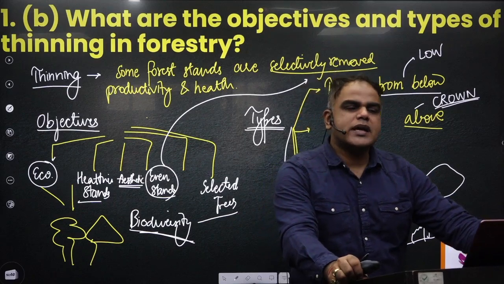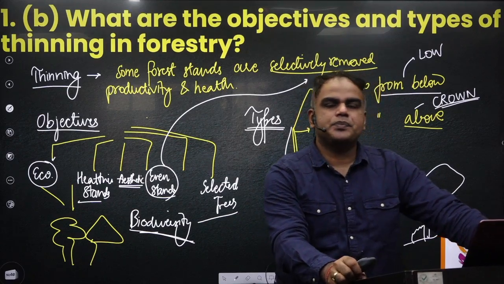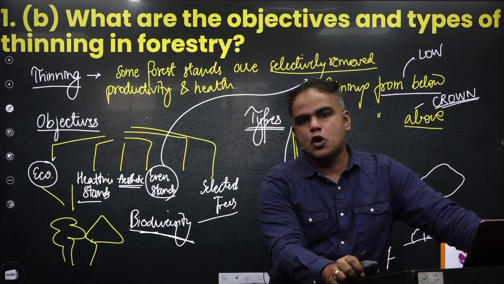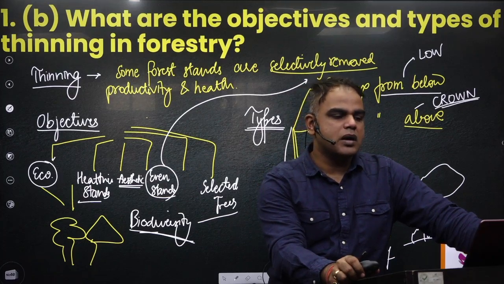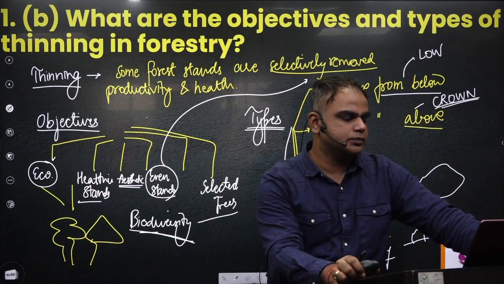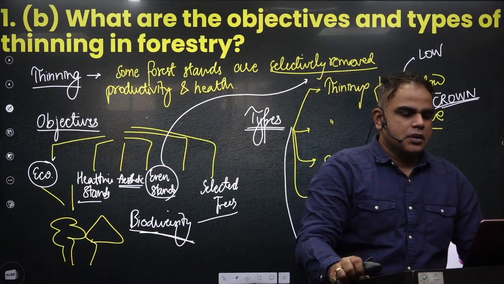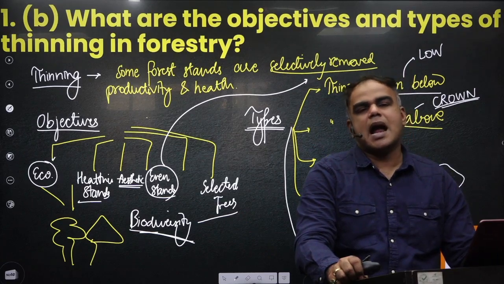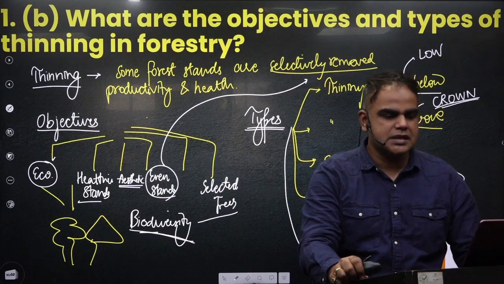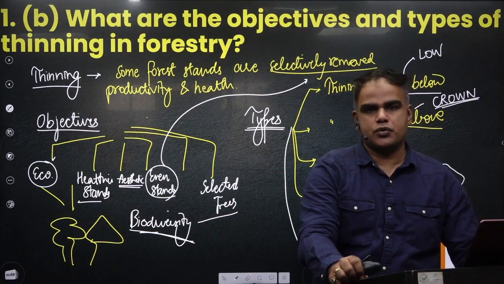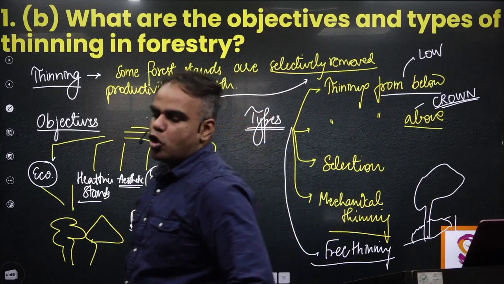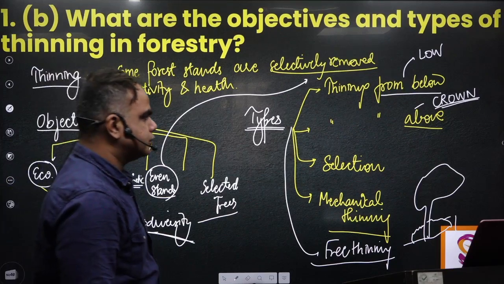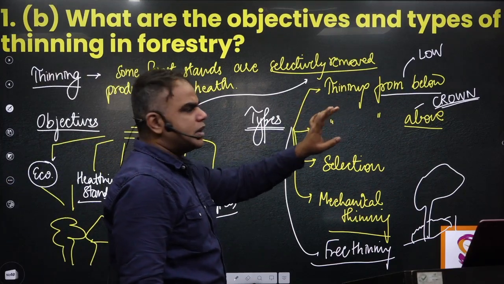Trees from lower canopy like suppressed or intermediate trees are removed. Full stop. Dominant and co-dominant trees are retained to promote their growth. That is just one line, good enough to understand.